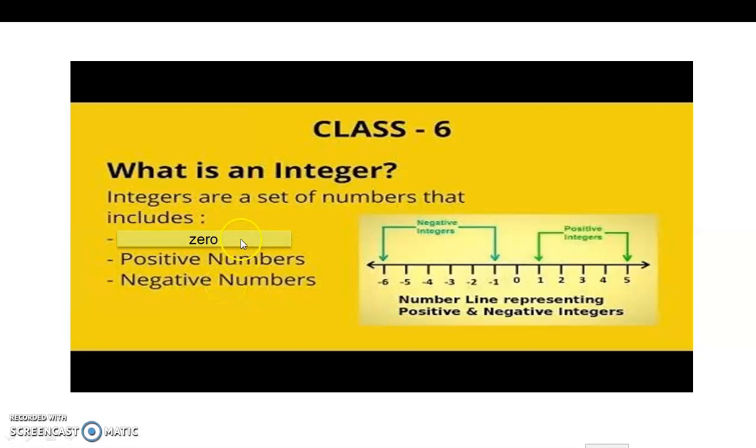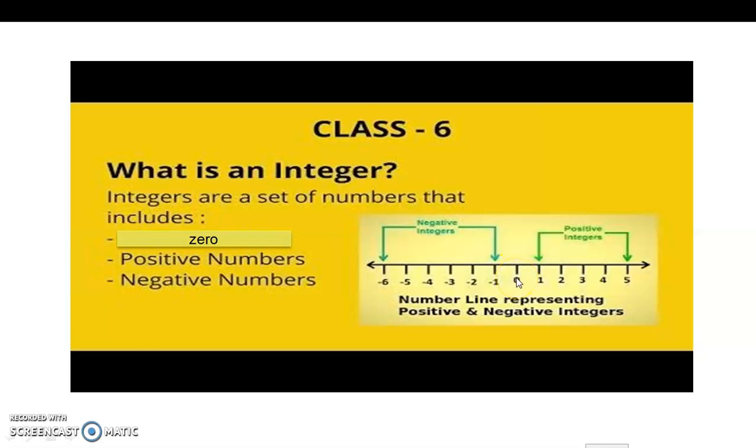0 along with positive numbers are known as whole numbers. So if you see the number line 0, 1, 2, 3, 4, 5 and so on, they are called whole numbers, and along with -1, -2, -3, -4 and so on, the negative numbers, we call them integers.